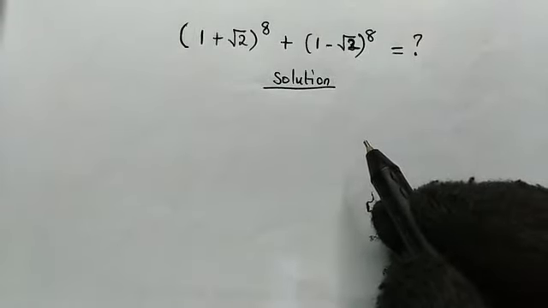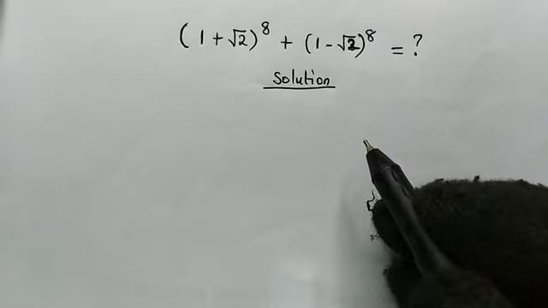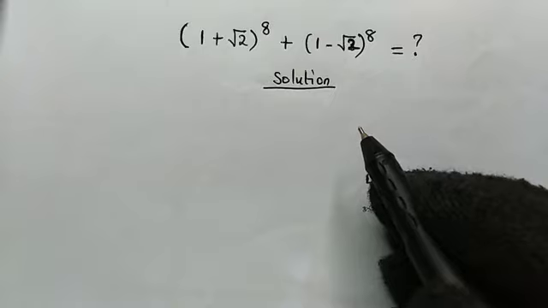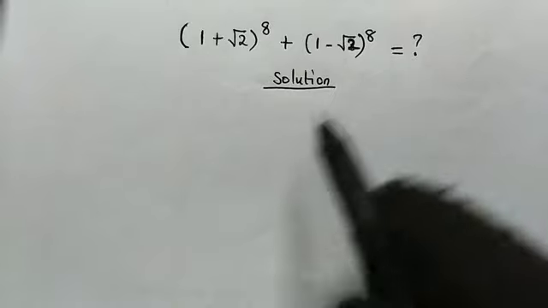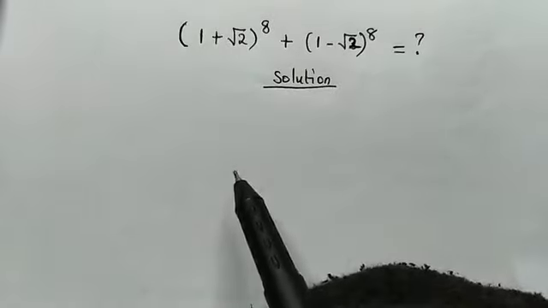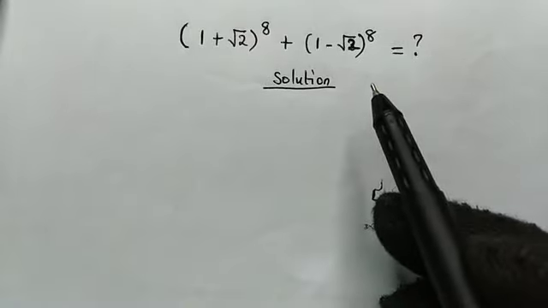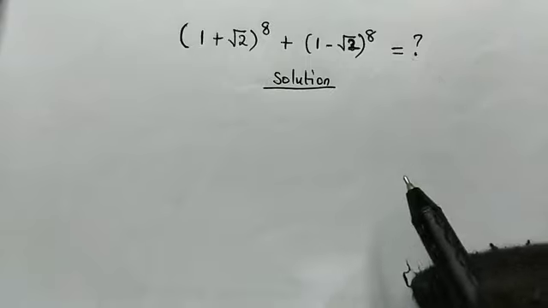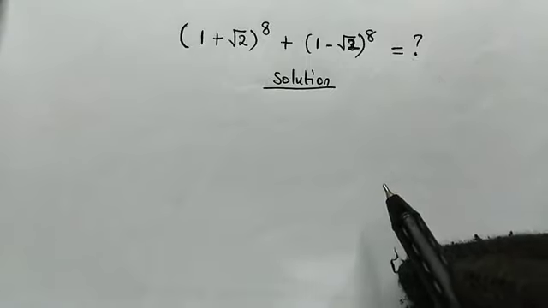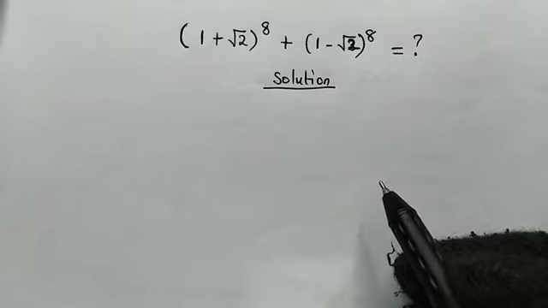Today we have this interesting Olympiad mathematics problem. Here we'll be evaluating without a calculator (1 + √2)^8 + (1 − √2)^8. Now let's get started. We're going to make some substitutions.